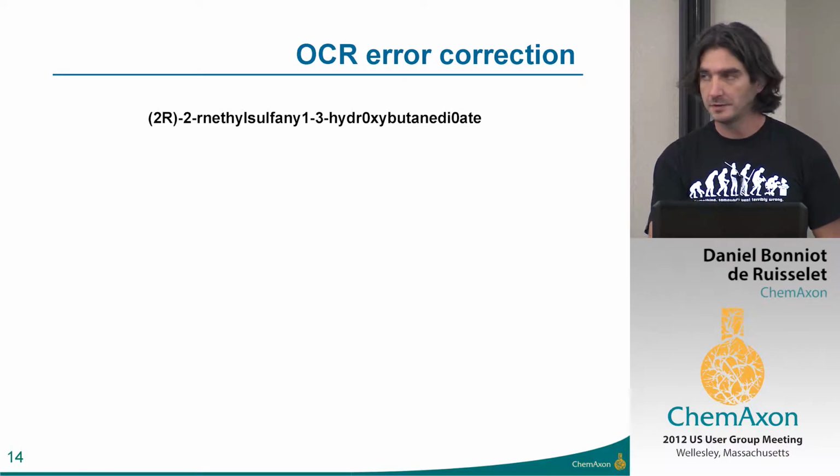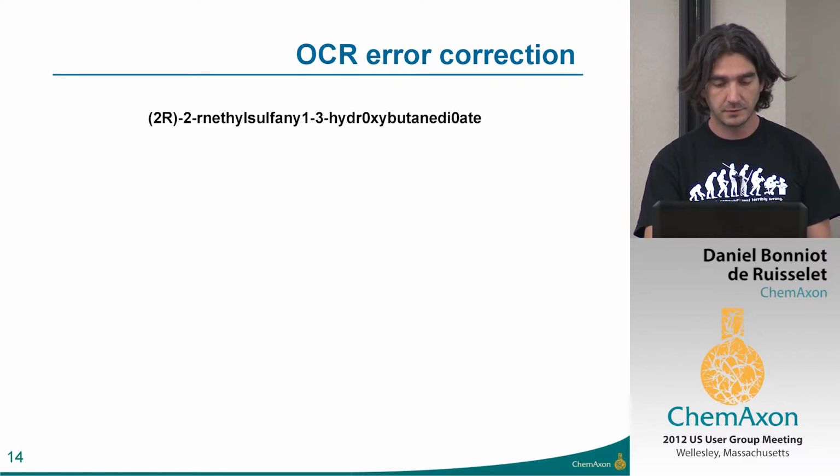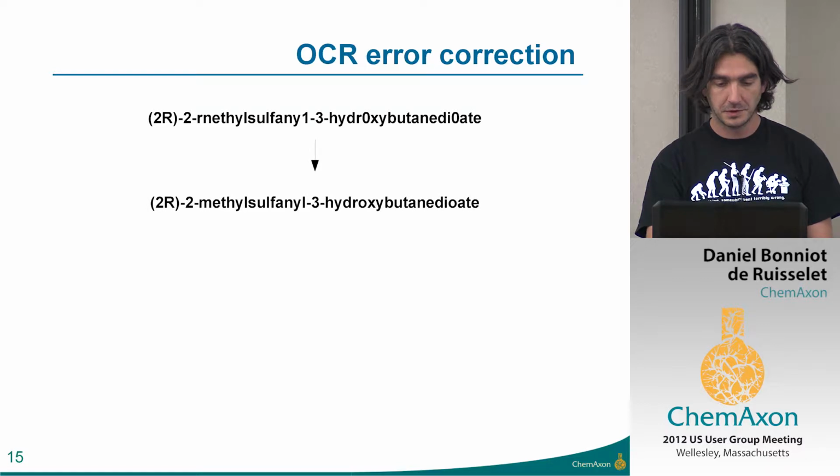And so we have a system that can try to fix those errors, to be able to actually convert these noisy names to structures. And so in this case, it will understand that this is actually, so Rn is M, and the numbers, the 1 is actually L.